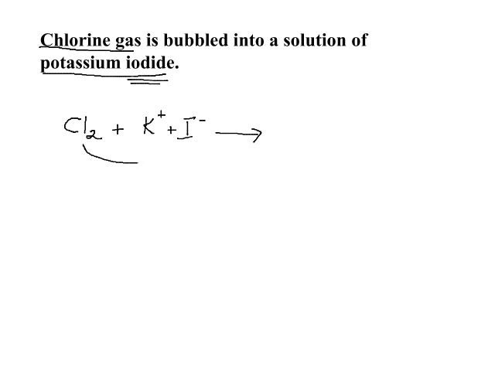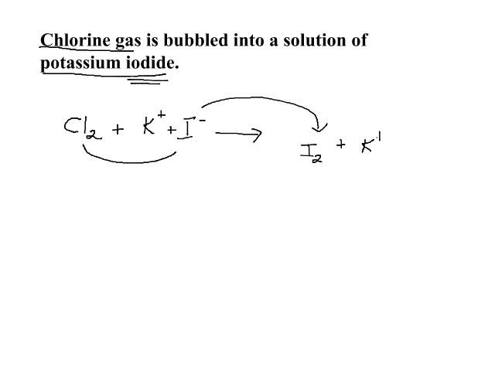Another example is our halogen replacement. We've got chlorine gas and we're bubbling it into a solution that's an ionic compound that contains a halogen. So your chlorine gas, don't forget chlorine is diatomic. Your solution of potassium iodide, well, all potassium compounds are soluble, so that would be ions. Again, your chlorine is going to replace the iodide ion, turning it into elemental iodine and forming potassium chloride.